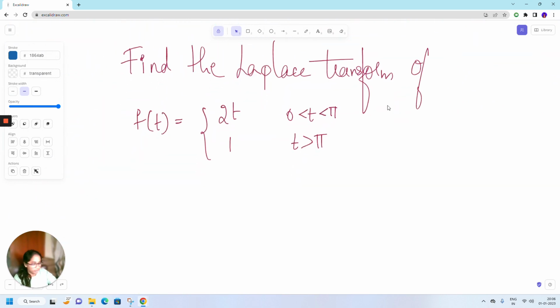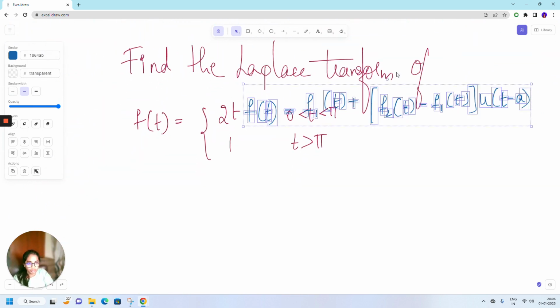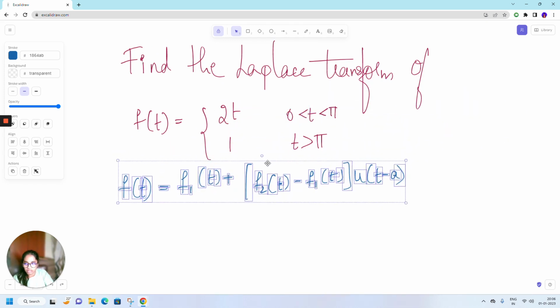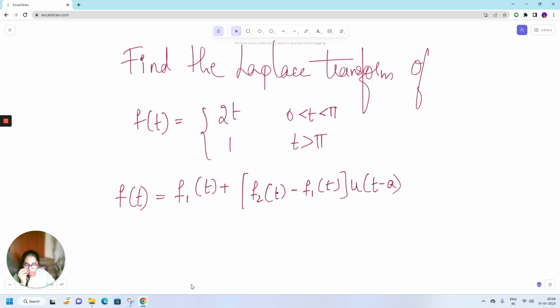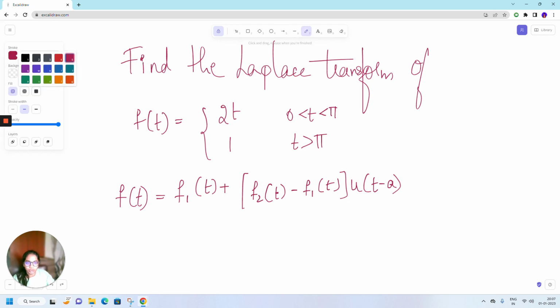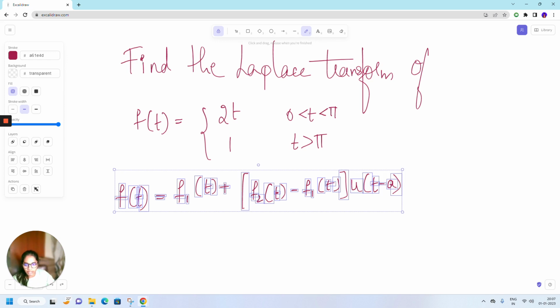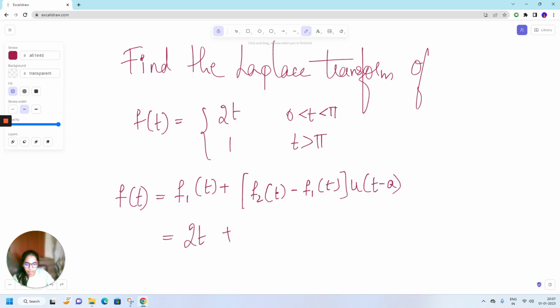So I'll write down the formula first, and then I'll substitute. What do I have in place of f1 of t? Clearly I have 2t in place of f1 of t. So I'll substitute that, plus f2 of t is 1, f1 of t is 2t.